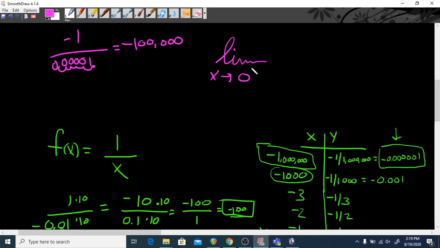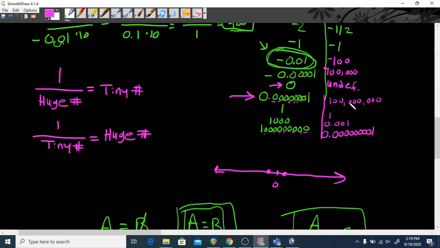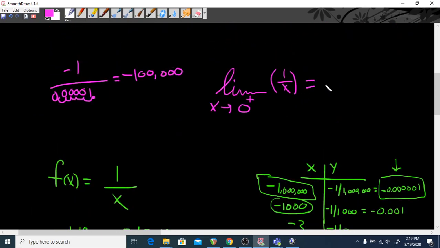Okay? So what I can do is I can specify, am I dividing by a tiny positive number? In which case I'm to the right of 0. And we can see what's happening to that result. That result is getting huge positive. So the result is going to tend toward positive infinity.